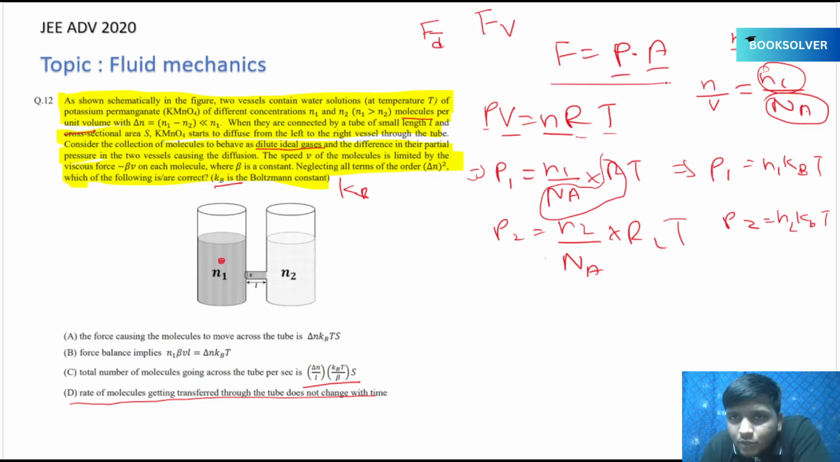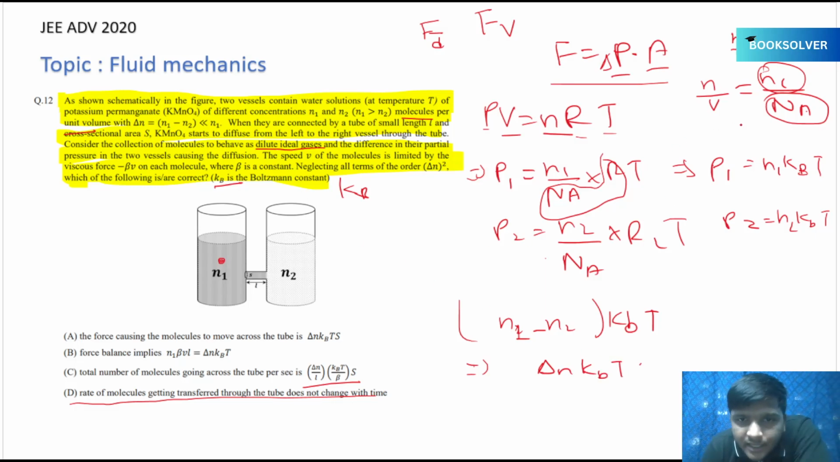Now, as I told you earlier, the force will be equal to delta P times the area here. So what is delta P? It will be N1 minus N2, whichever is greater, times kBT. N1 minus N2 is given as delta N, so delta N kBT. And what is the area here? Area is given as S, the area of cross section.